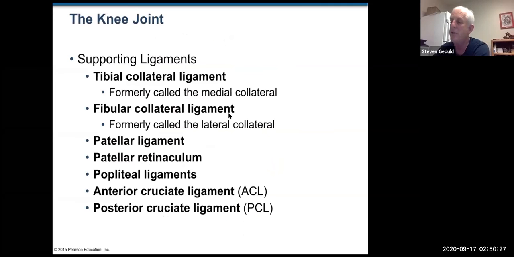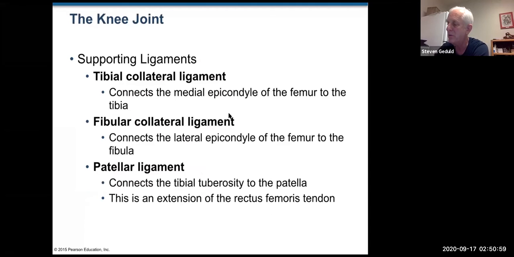Okay. The knee joint has supporting ligaments in there that help hold the knee in place. You have the tibial collateral ligament, which was your medial collateral ligament, and your fibular collateral ligament, which was your lateral collateral ligament. You have your patellar ligament, patellar retinaculum, popliteal ligaments, the ACL, anterior cruciate ligament, and the PCL, the posterior cruciate ligament. Okay, the ACL, a lot of people tear during sports activities as the knee twists. And you'll see how it connects.